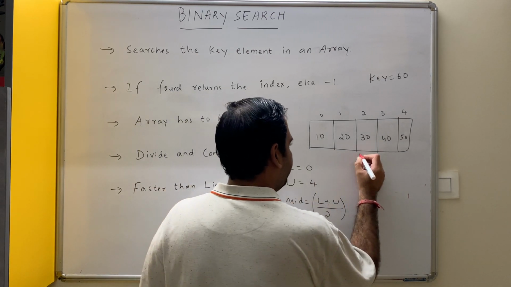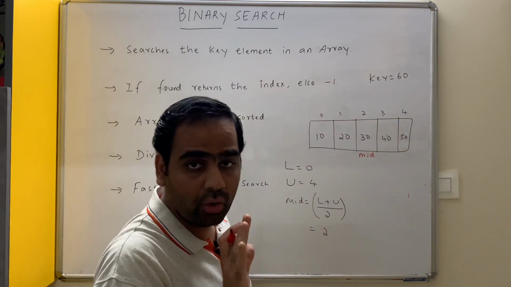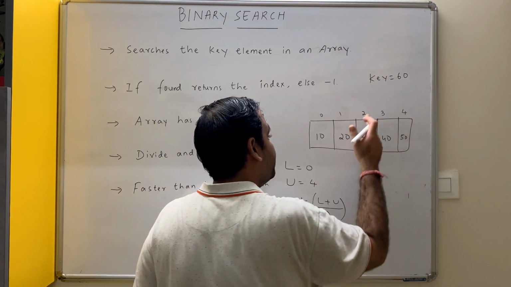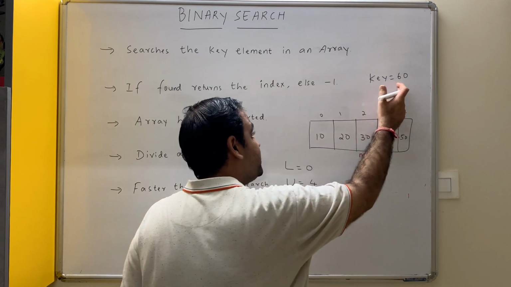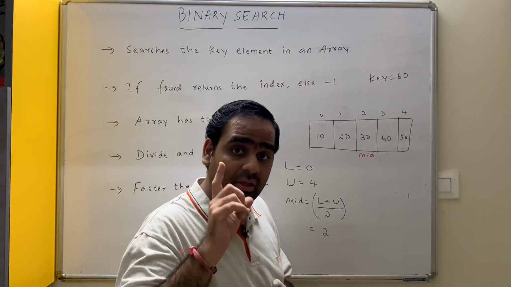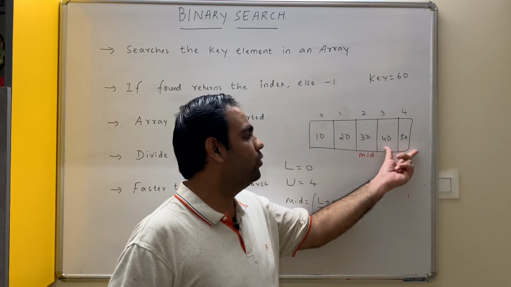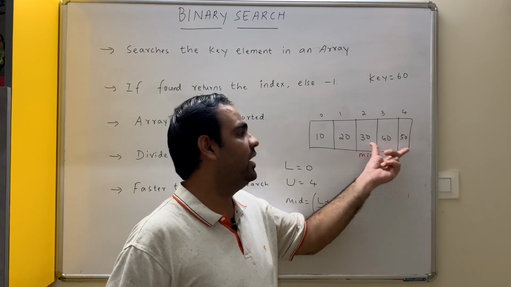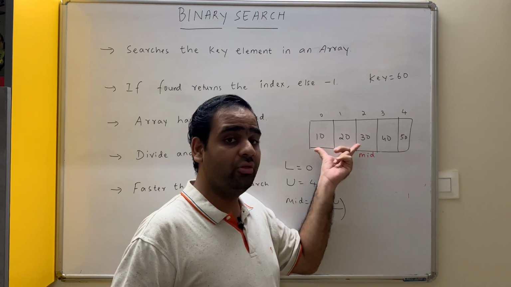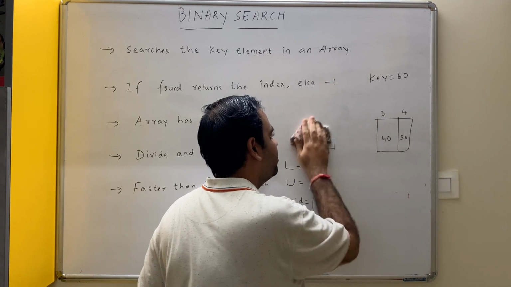Now, you come to this midpoint and you compare. Is 60 equal to 30? No. Is 60 less than 30? No. 60 is greater than 30. That means since the array is sorted, if 60 has to be present, it can be present only on the RHS subarray. It cannot be present on the LHS subarray. Hence, what we do? We discard this array.